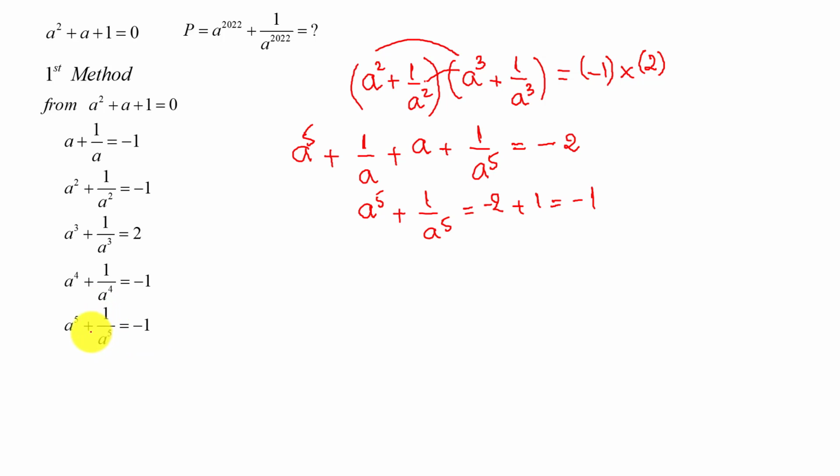And then I multiply a squared plus 1 over a squared equals minus 1 with a power 4 plus 1 over a power 4 equals minus 1.